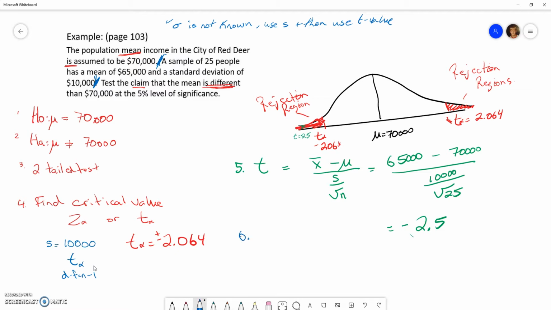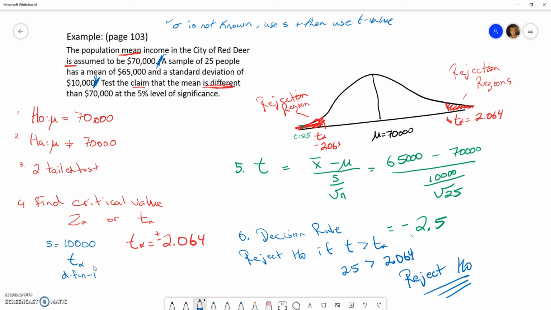We can bring in our decision rule to see that we would also reject the null hypothesis. Remember, our decision rule is to reject the null hypothesis if the test statistic, in this case the t-value, is greater than the critical value. The test statistic is 2.5, which is greater than 2.064. So therefore we will reject the null hypothesis.